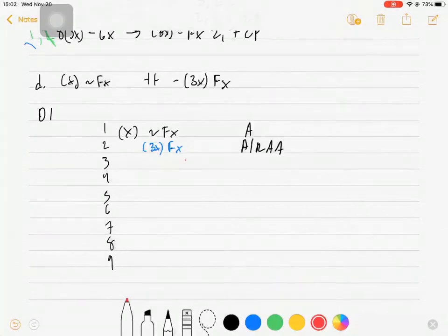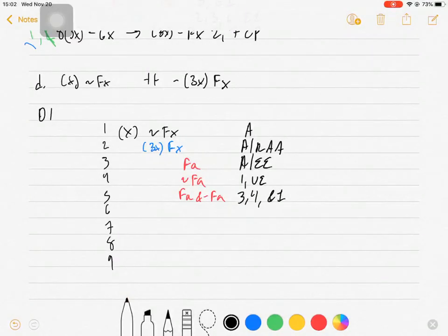Then we need to start an EE. Then we can go to negation FA using UE with 1. Then we put those two things together. And introduction.